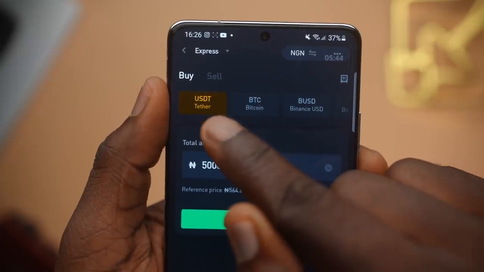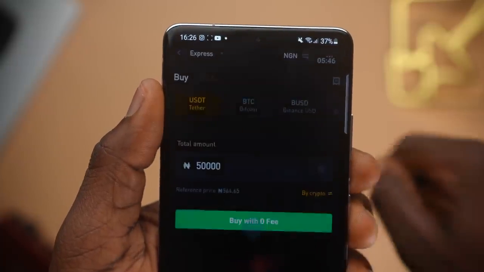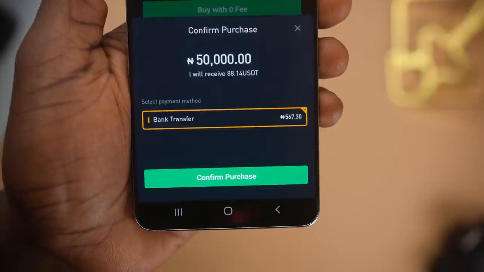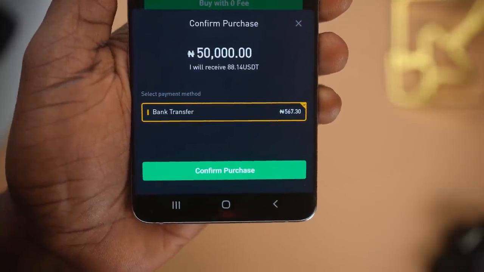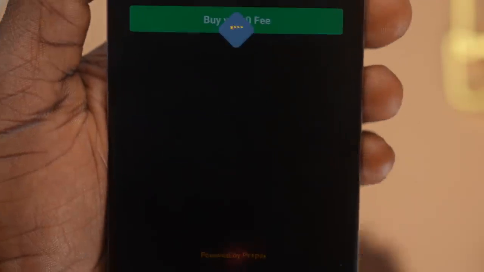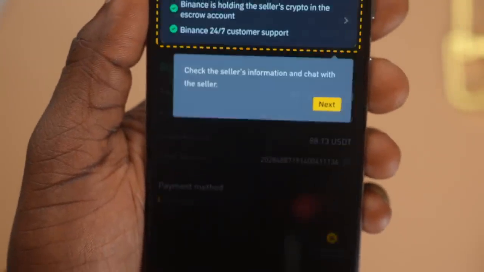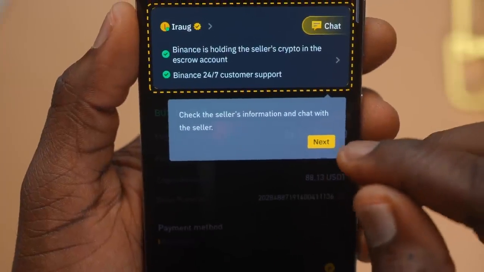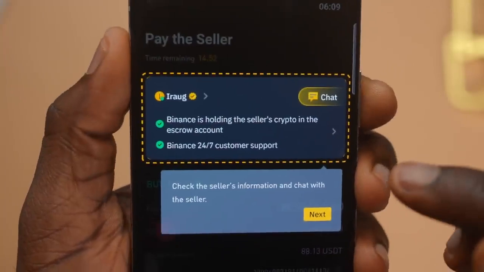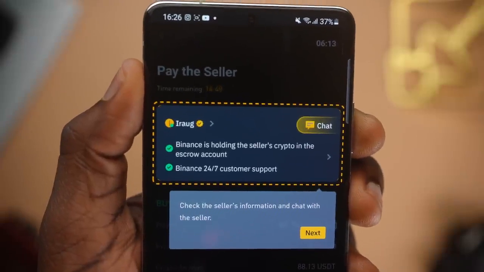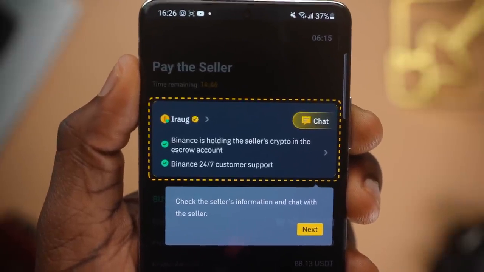I want to buy 50,000 naira worth of USDT, and when I click buy, it shows that I will receive 88 USDT, or basically $88, at the rate of 567 naira. I'll click confirm to proceed. As you can see here, the person I'm buying USDT from is a seller named Irag, and the person is verified. What is highlighted here is that Binance is holding the seller's cryptocurrency in escrow, and they have 24/7 customer service.